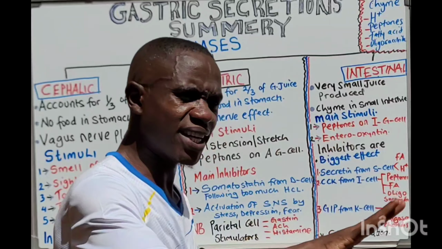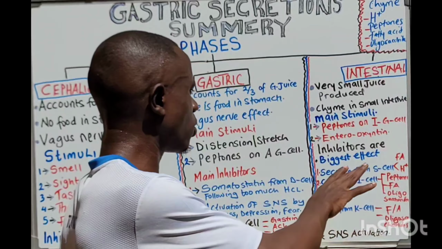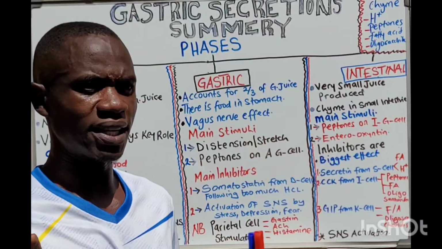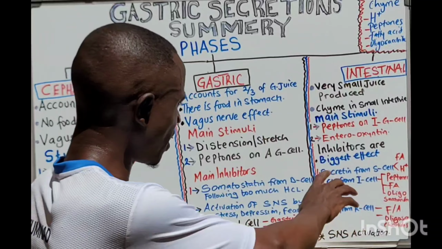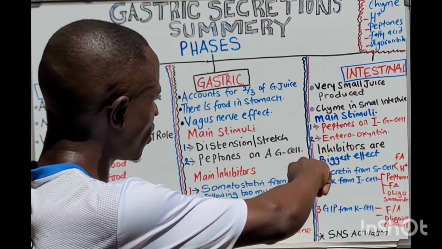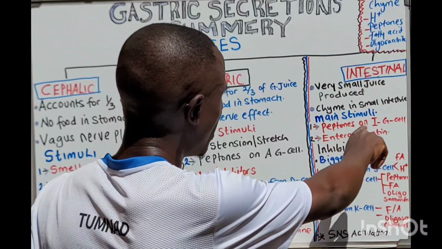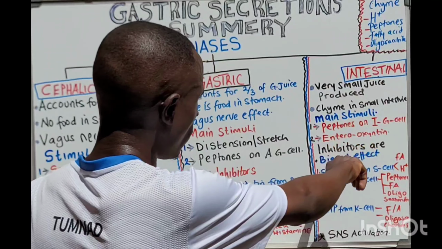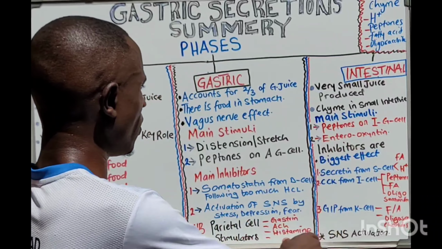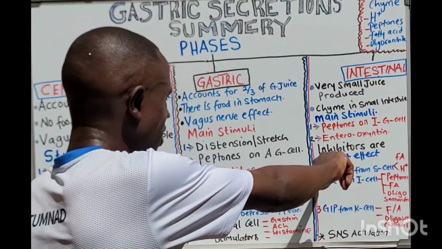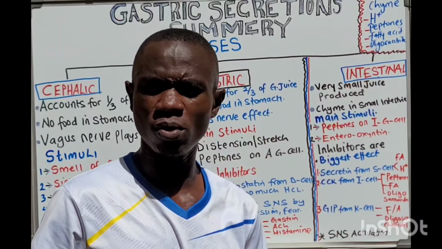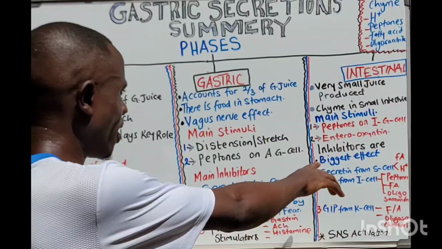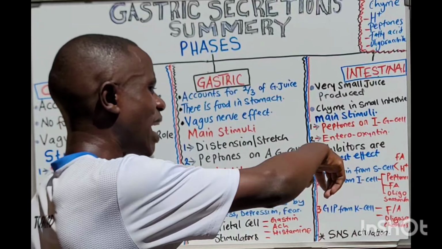Now, the following effect is what we call the inhibitory factors to the production of gastric juice. Let's go step by step and see how gastric secretion is inhibited during the intestinal phase of gastric secretion. The inhibitory effect exerts the biggest effect on the production of gastric secretion. So let's go ahead and see it step by step.